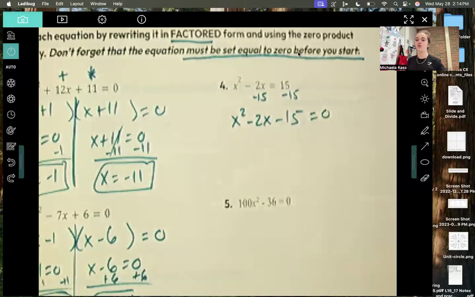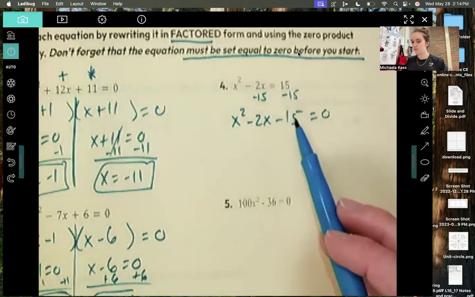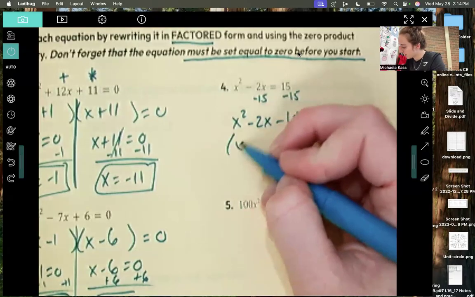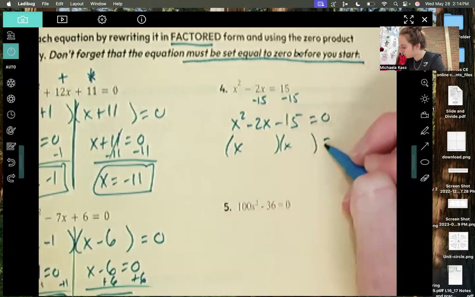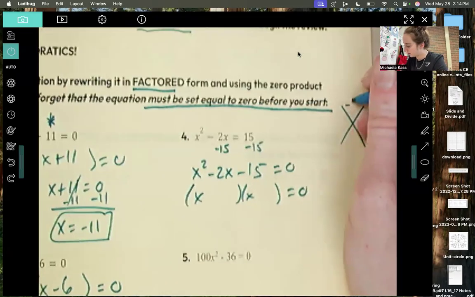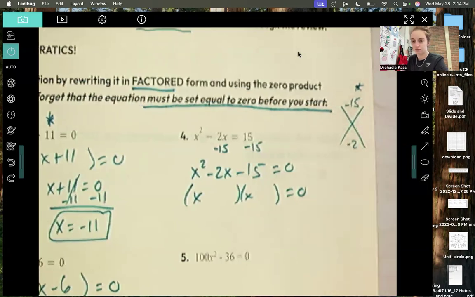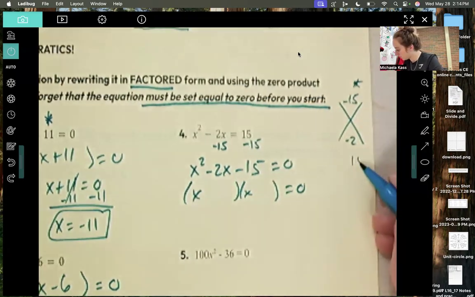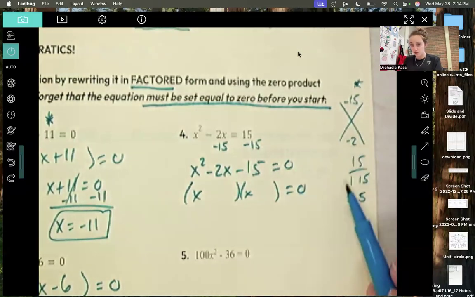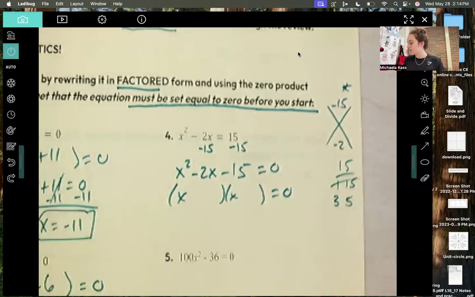Now I have to do what method? Well, looks like there's 3 terms. First term, there's nothing in front of it, so that calls for the x method. So 2 numbers that multiply to give me negative 15, and 2 that add to negative 2. So let's find the factors of 15 first. We got 1 and 15, 3 and 5. There's no possibility of getting 2 between 1 and 15, so that's out.